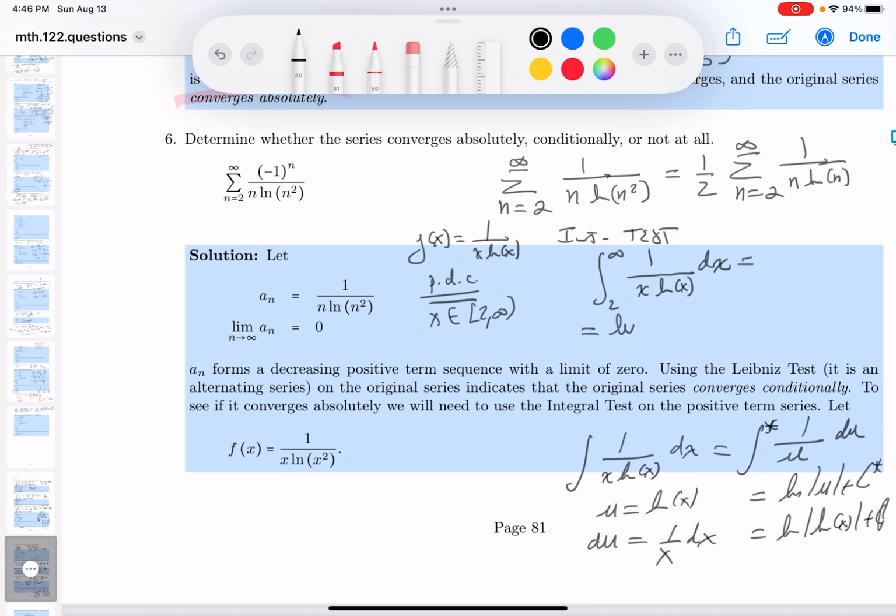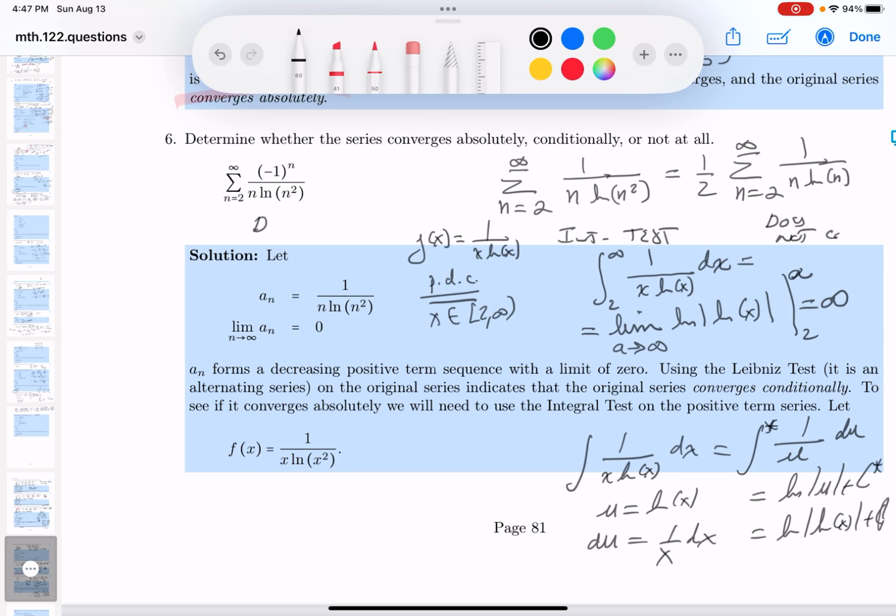So let's write that down. It's going to be the limit as a goes towards infinity of ln, absolute value, ln of x, and what's the limit of integration going to be? 2 to infinity. I'm sorry, 2 to a. Well, what does that give you? If a goes to infinity, the natural log goes to infinity, and the log of an infinity is still an infinity. So this thing's going off to infinity. So what do we know about this? This integral does not converge.